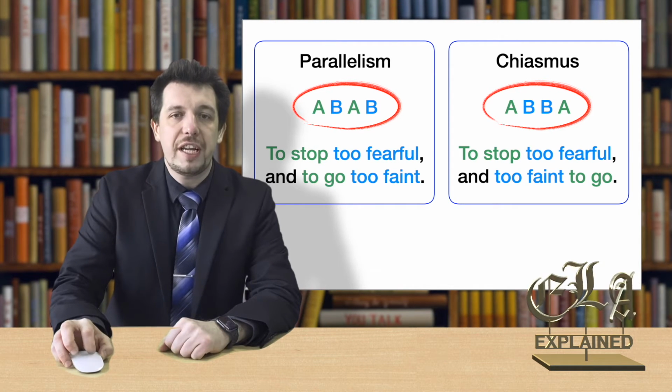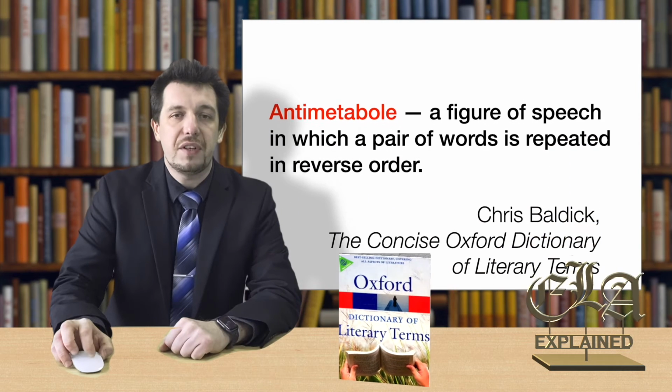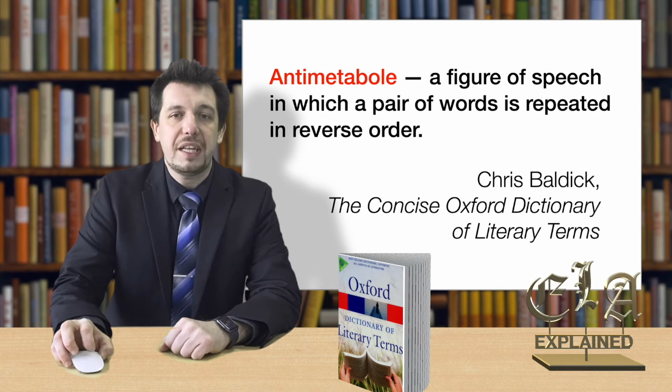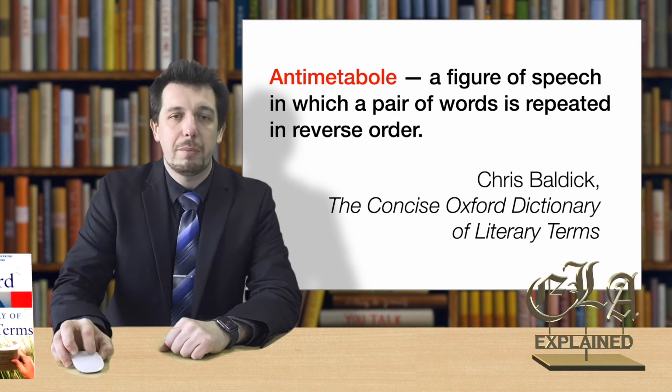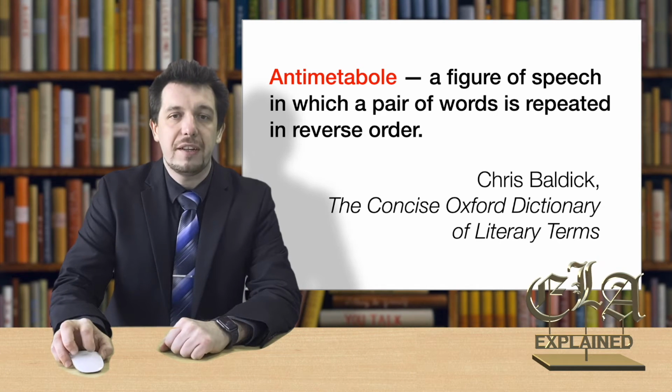If we were to change this example into a parallel structure, we would have to say "to stop too fearful and to go too faint." Chiasmus, however, deals only with syntactic structures. The words used in both parts of the sentence are not repeated. If the second part of a sentence repeats the same words but in reverse order, it is called antimetabole. Antimetabole is related to and sometimes considered to be a subtype of chiasmus.